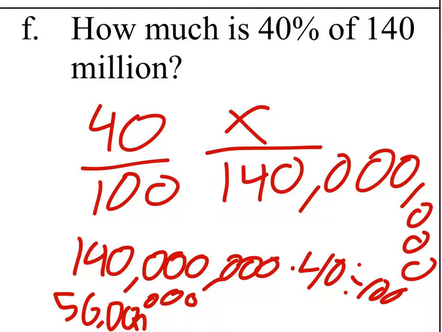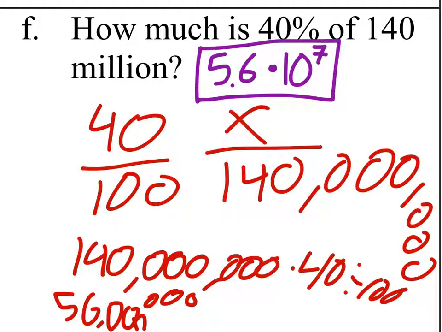That's an excellent use of the percent proportion. Now, this 56 million, we want to write this answer in scientific notation. So that would be what? 5.6 times 10 to the power of 4. No, 10 to the power of 6. Oh, 7. Power of 7. Because we got the 6 zeros, and then we got the 6 as well. So the final answer there is 5.6 times 10 to the power of 7. Excellent work.